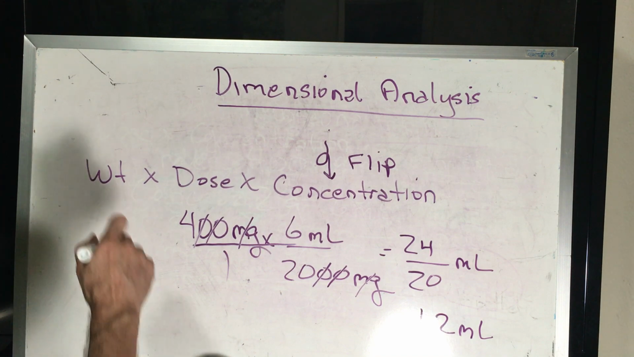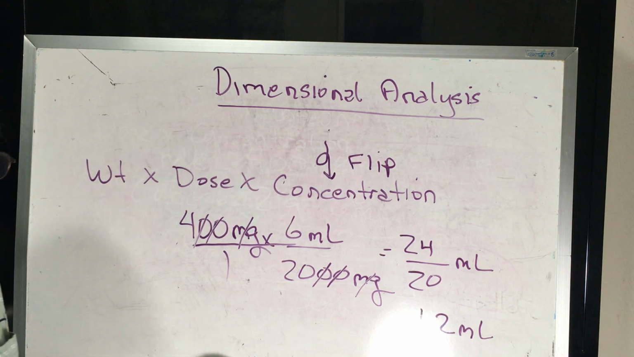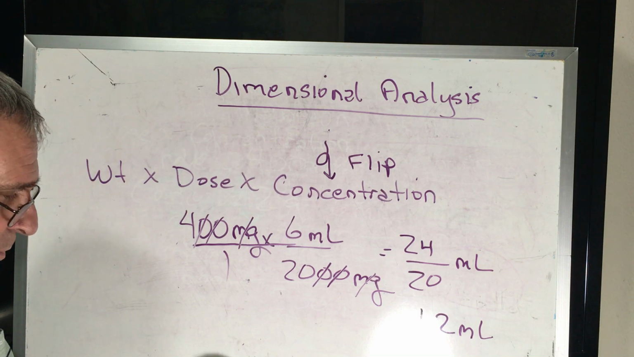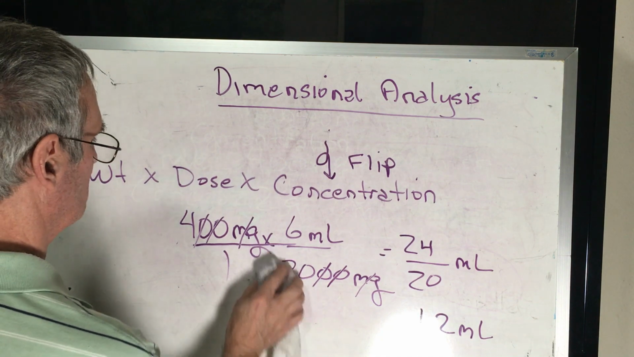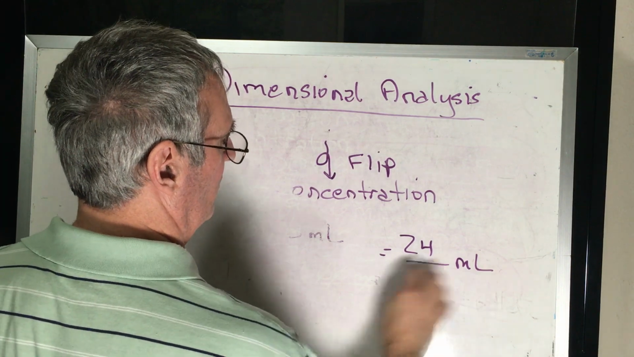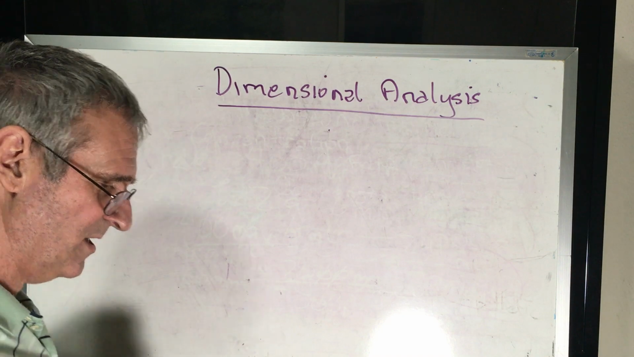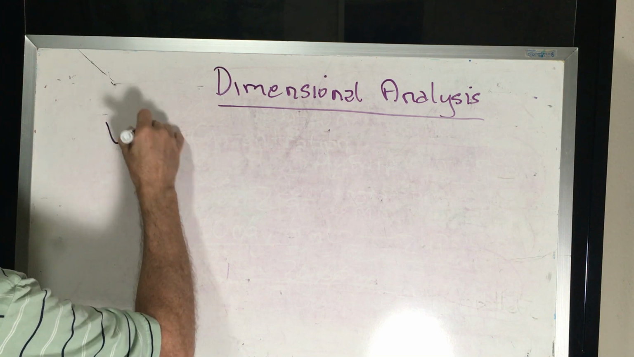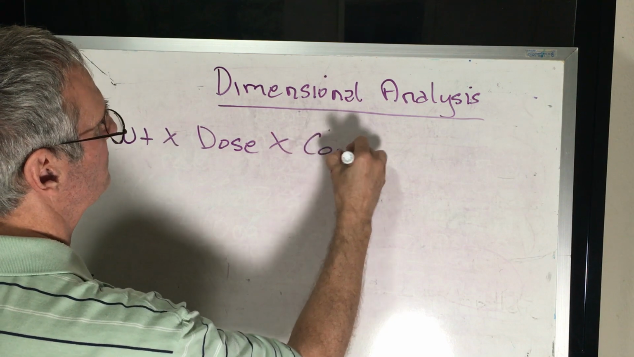All right? So it's weight times dose times concentration, which I'm going to flip upside down. And again, the other thing is I need to make sure all the units measure out. Okay? That's number 1. Let's look at number 2. Number 2 says the ordered amount is 500 micrograms. So it's weight times dose times concentration.